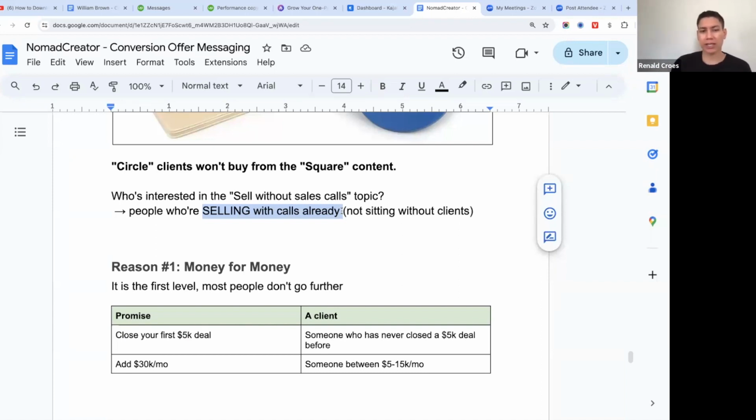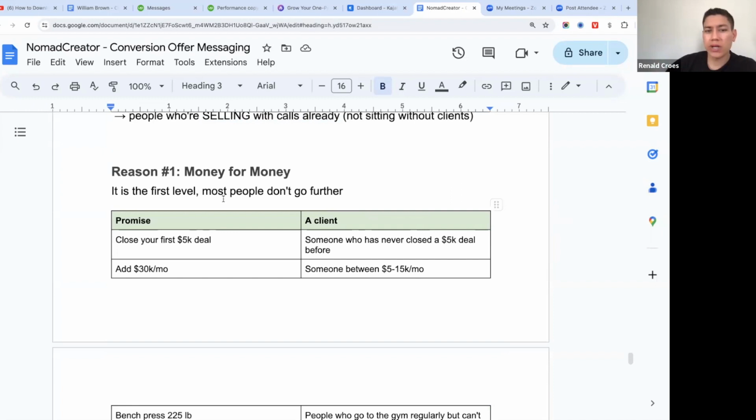Okay, so something like that. They fear going back. And this is how you start narrowing the audience you're working with. So reason number one: money for money.